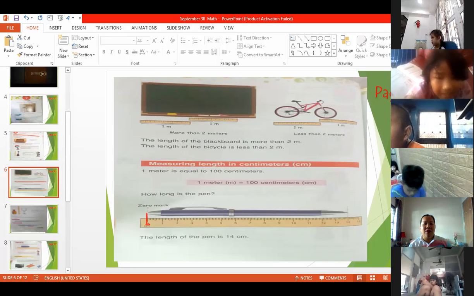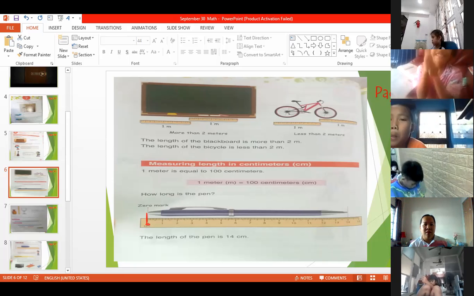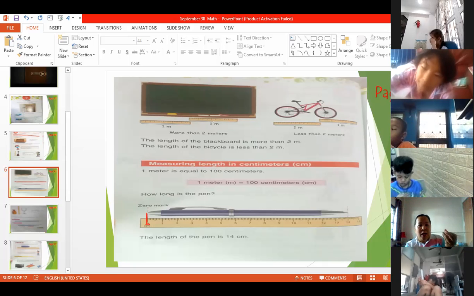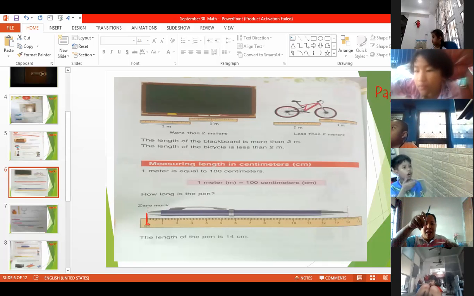What is the measurement of your pencil? How much is it? Jeramet? What is the measurement? Use your ruler. Then the pencil from here.